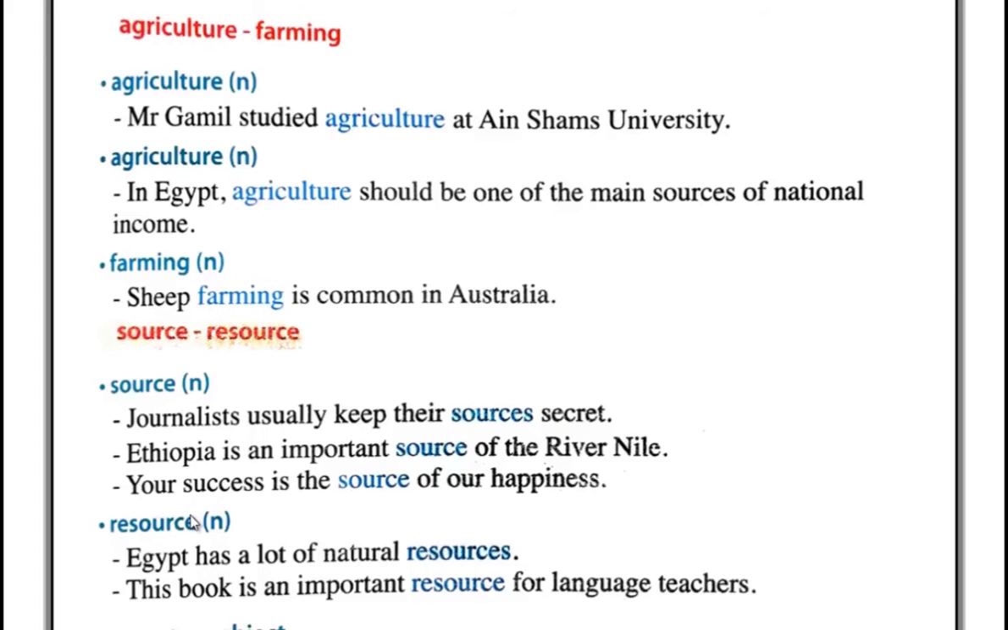As for resources here, for example, Egypt has a lot of natural resources, right? Natural places they get. Here, natural resources, for example, oil, diamond, gold, and so on.